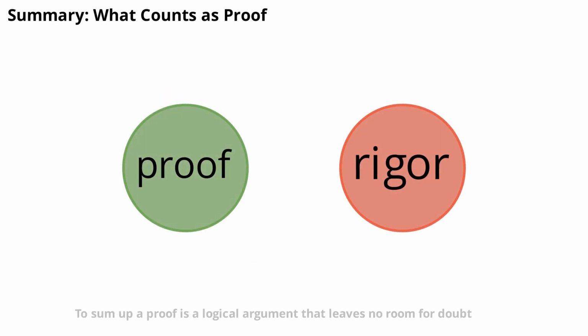To sum up, a proof is a logical argument that leaves no room for doubt. It must be clear, rigorous, and follow accepted methods. Proofs are checked, refined, and sometimes rejected if they fall short. The standards for proof ensure that mathematics remains a reliable and powerful tool for understanding the world. Whether accepted or rejected, every proof contributes to the ongoing story of discovery.